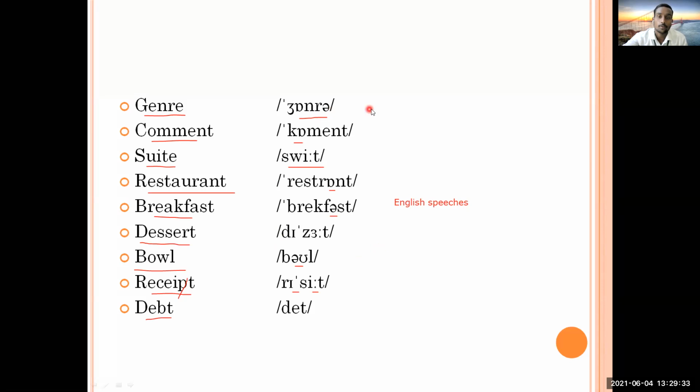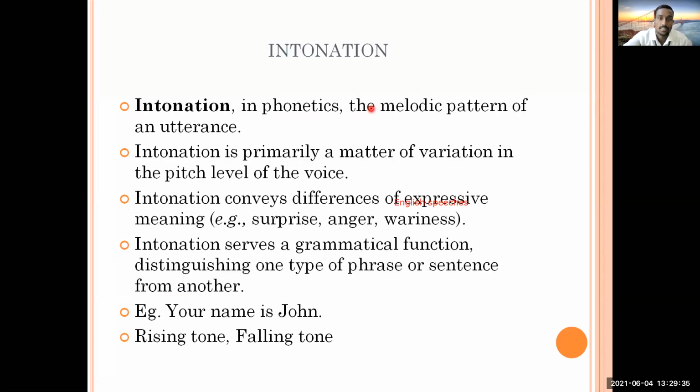After this, we are going to see the next point in our syllabus, and that is intonation. Again, this is part of our oral communication. Try to understand, pronunciation and intonation are part of our oral communication. There is no written communication with pronunciation and intonation. So what is intonation?